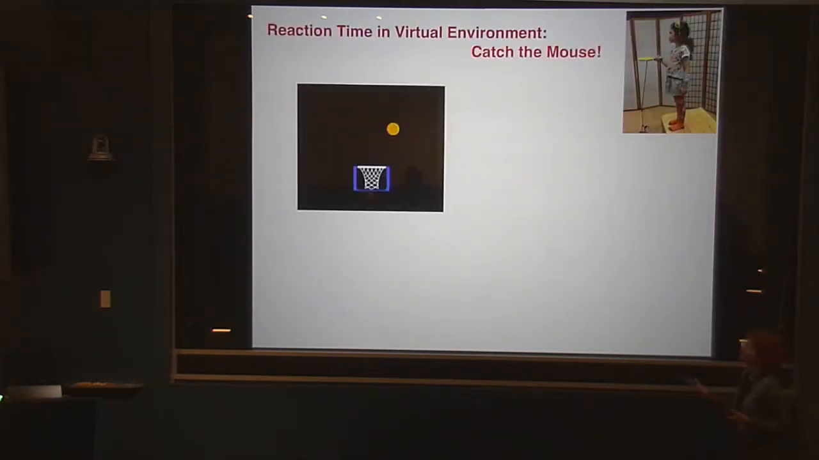Now, as before, also for the virtual tasks, we have a control task because one essential component in motor skills is reaction, right?